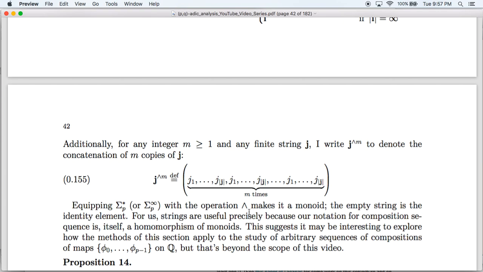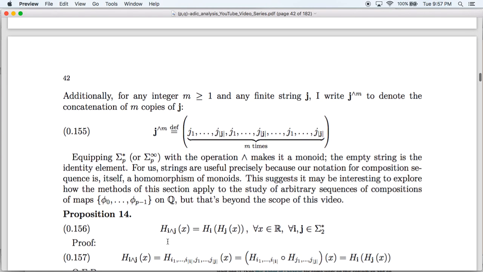Equipping our string sets with concatenation makes them into monoids. In particular, the empty string is the identity element, and this is a non-commutative monoid. For us, strings are useful precisely because our notation for composition sequences is itself a homomorphism of monoids. This suggests it may be interesting to explore how the methods of this part of the video apply to the study of arbitrary sequences of compositions of maps on Q, like polynomials, for example, instead of affine linear maps, but that's beyond the scope of this video.